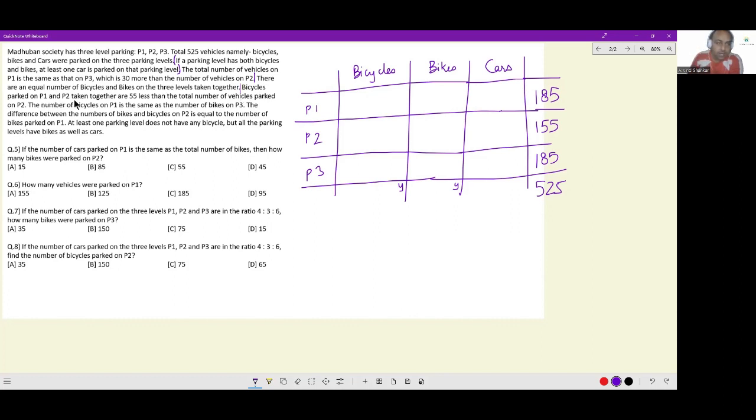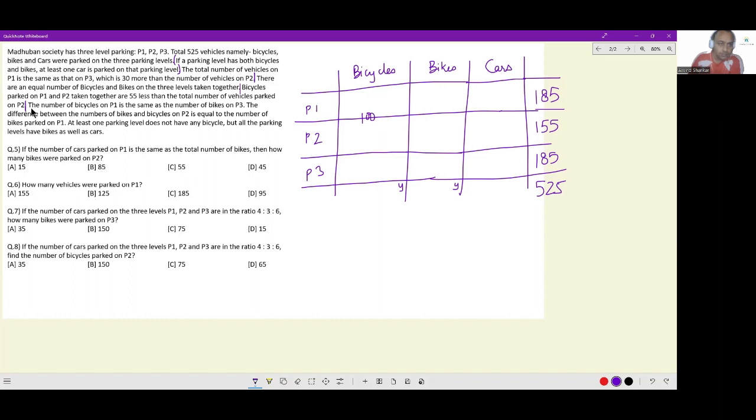Bicycles parked on P1 and P2 taken together are 55 less than the total number of vehicles parked on P2. Total number of vehicles parked on P2 is 155. So 55 less than that. These two regions add up to 100. Okay.